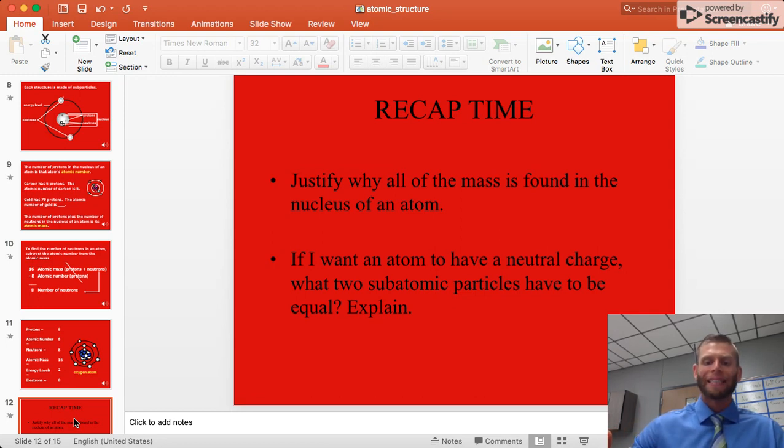And then the second one, if I want an atom to have a neutral charge, meaning that my positives and my negatives are equal, because my neutrons don't have a charge, they don't make a difference to whether it's positively or negatively charged, so if I want an atom to have a neutral charge, which 2 subatomic particles, which 2 parts of an atom, have to be equal?